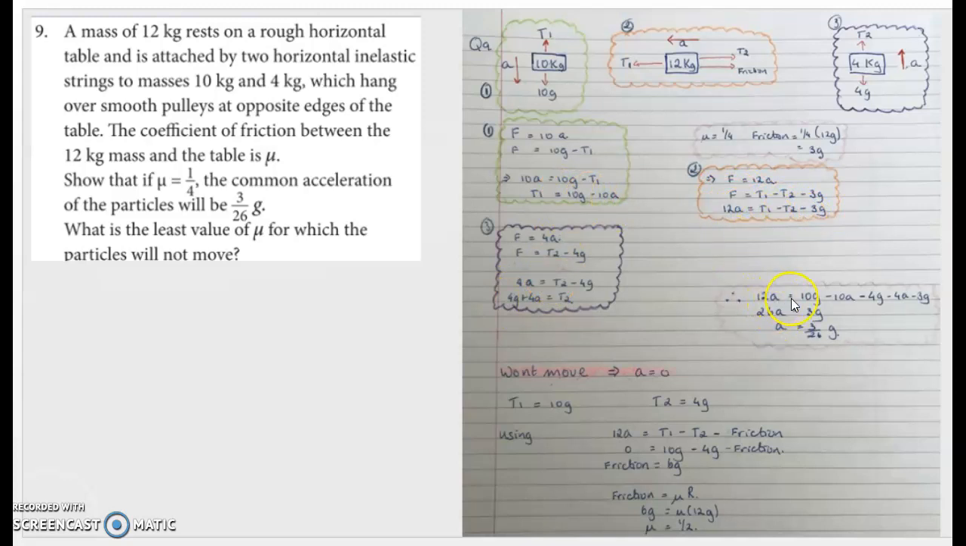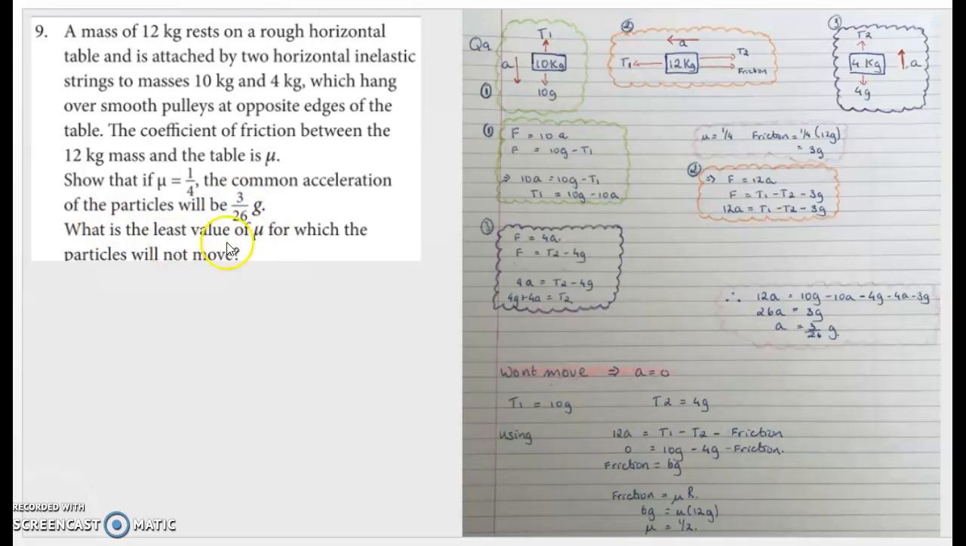So I have 12a is equal to T1 minus T2 minus 3g. So 12a is equal to 10g minus 10a minus 4g minus 4a minus 3g. And all the a's on the left and all the g's on the right, and I get that a is equal to 3/26 g. Now I go back and check it. And yes, that's exactly what it was supposed to be. Moving on to the next part.